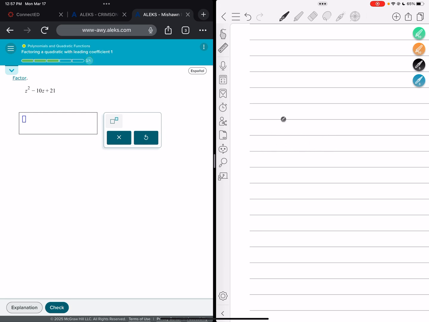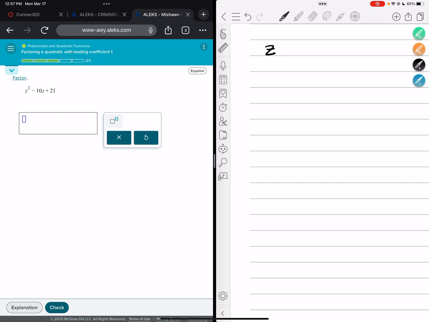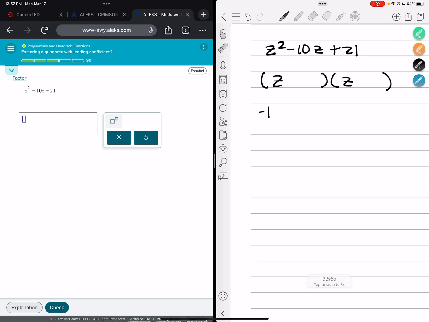Okay, and then doing this one last time. This time we have z squared minus 10z plus 21. Again, the coefficient in front of z is just 1, so I'm going to separate them to be z and z. Then I need to figure out, okay, what two numbers multiply together to get 21, but when they're added together get negative 10. This means, remember, because this one's positive and this one's negative, both my numbers are negative. So I'd have negative 1 times negative 21. Then I'd have negative 3 times negative 7. And those are the only multiples.